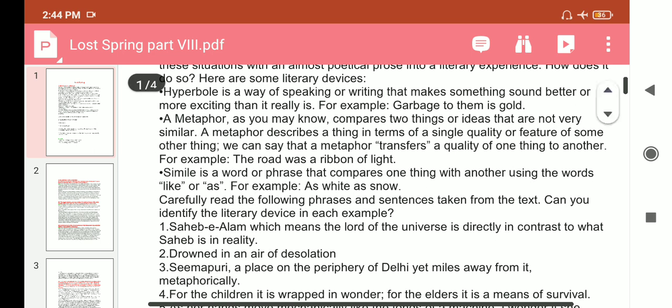Dear students, carefully read the following phrases and sentences from the text. Can you identify literary devices in each example? We have to identify the literary device in each sentence.